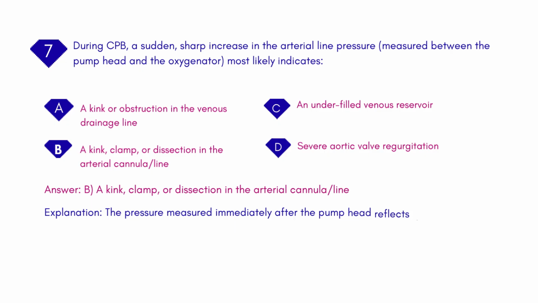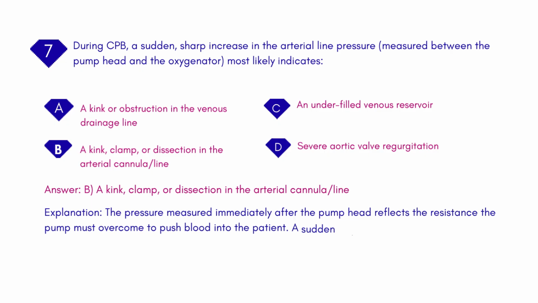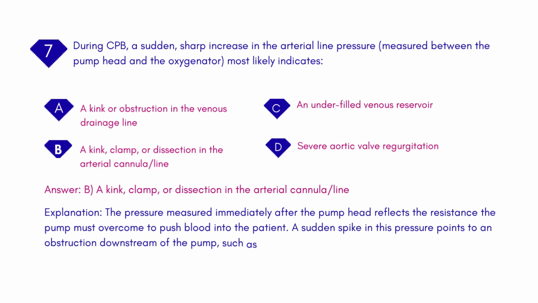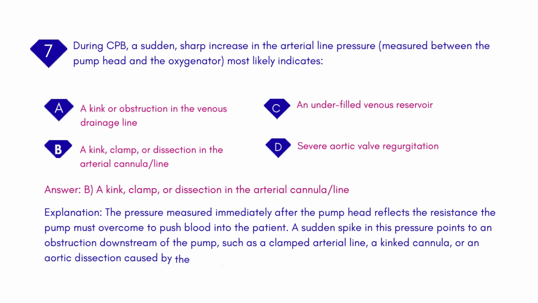Explanation: the pressure measured immediately after the pump head reflects the resistance the pump must overcome to push blood into the patient. A sudden spike in this pressure points to an obstruction downstream of the pump, such as a clamped arterial line, a kinked cannula, or an aortic dissection caused by the cannula.